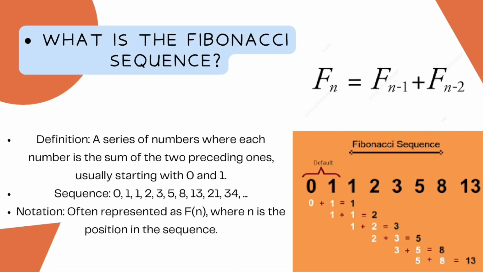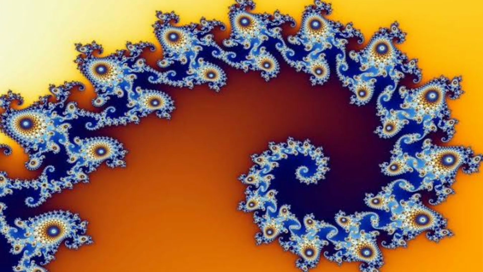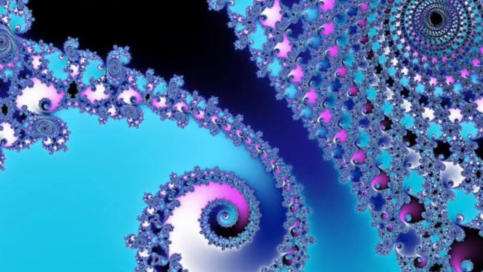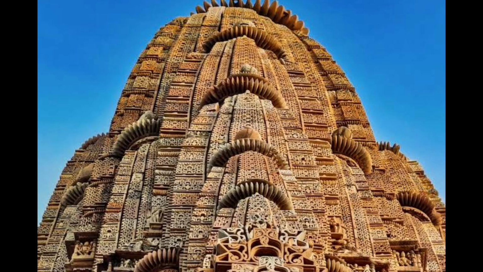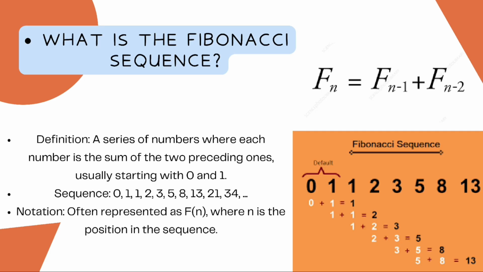You can also observe patterns in numbers. Many natural patterns can be explained mathematically, such as fractals, which repeat at different scales, or sequences that describe growth in nature, whether it's in art, architecture, or even technology. Mathematical patterns help us make sense of the world around us.